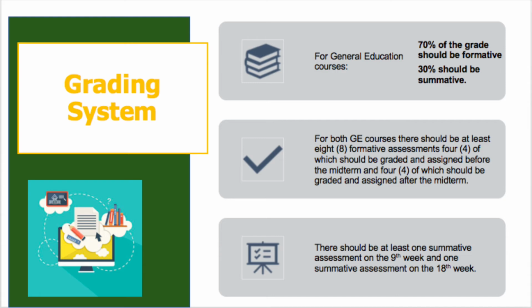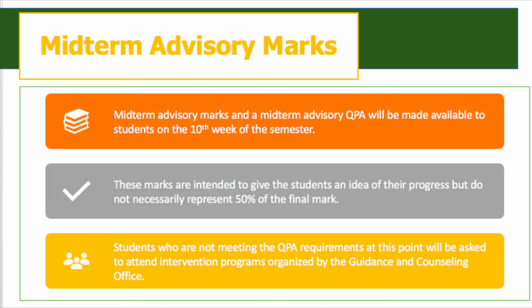So, when we speak of midterm advisory marks, these are consultative grades. So do not be disheartened if you did not get the grade that you are expecting, because midterm advisory marks are meant to be consultative, okay? These marks are intended to give the students an idea. I'm reading the gray part here. Students to give an idea of their progress, but do not necessarily represent 50% of the final mark. Okay, it depends on the weight given to the rest of the formative and summative assessments.